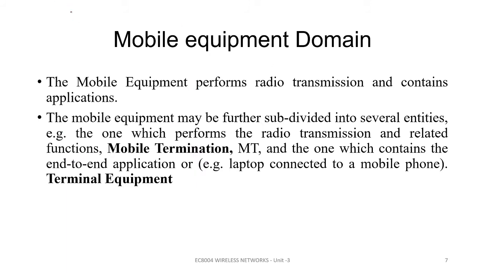So mobile equipment domain. See, the mobile equipment domain performs radio transmission and contains applications. It is going to have the communication, meaning it is going to have radio transmission. The mobile equipment may be further subdivided into several entities. The one which performs radio transmission and related functions is known as your mobile termination, and the other contains your terminal equipment. End to end means when it is going to start and when it is going to terminate. That is known as your terminal equipment.